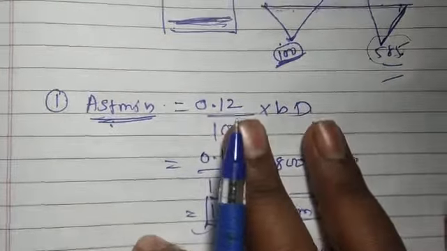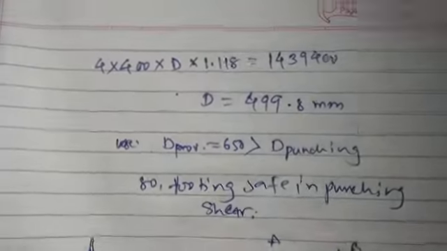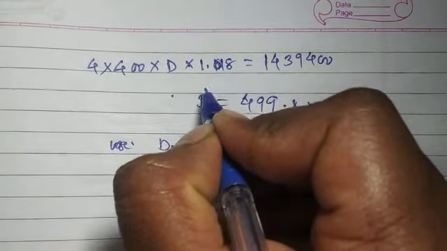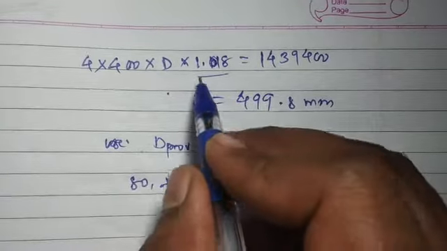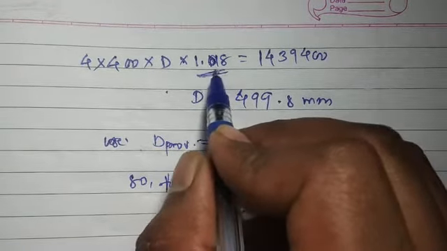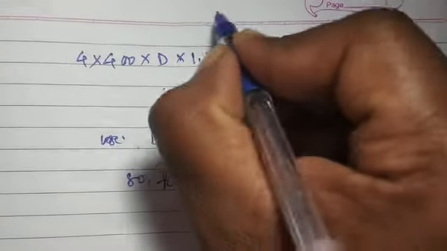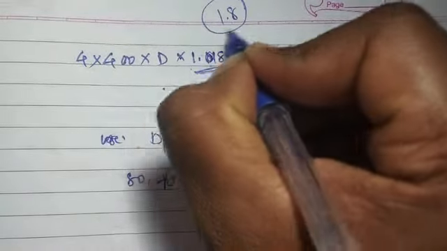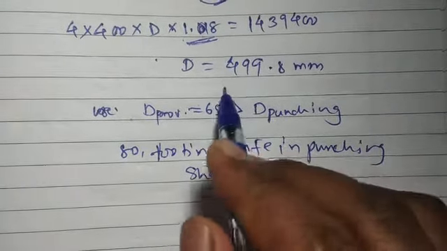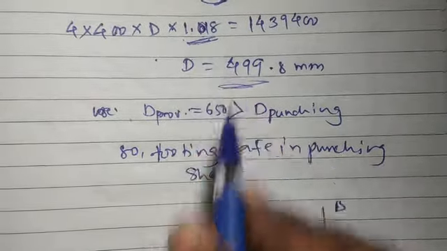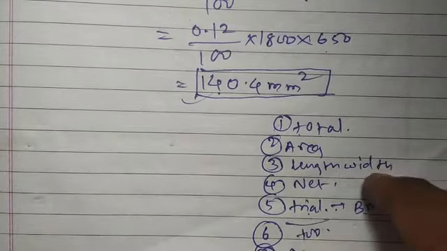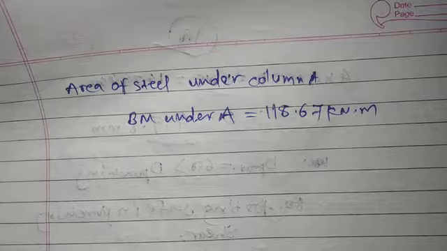I wanted to correct one of the mistakes from me in the last video. I have taken 1.118 value here. This is the design shear which we have taken 1.118. It is always 1.8. Whenever it is not given we have to assume it as 1.8 Newton per mm square. So you will get this value if you put 1.8 here. Okay, so just correct that. In this part we'll move towards the next calculation of area of steel.